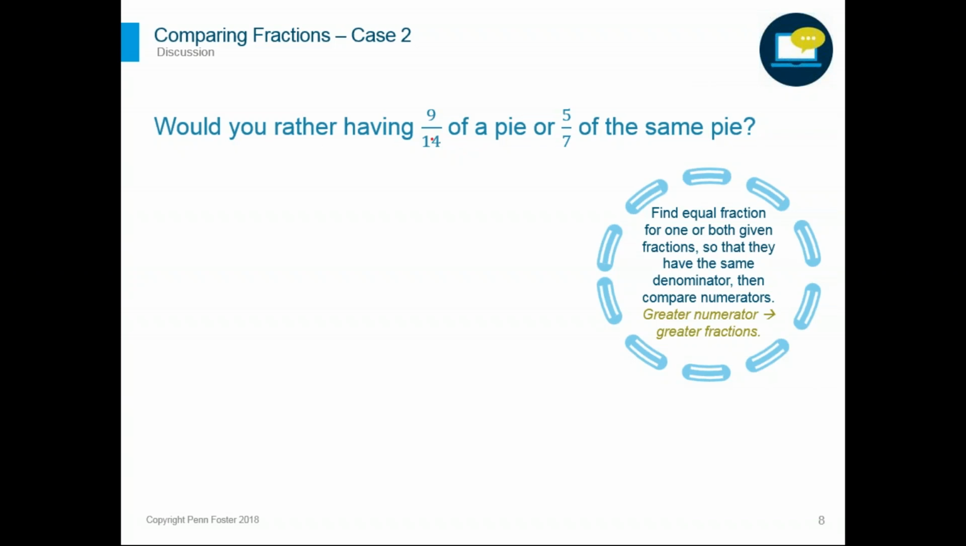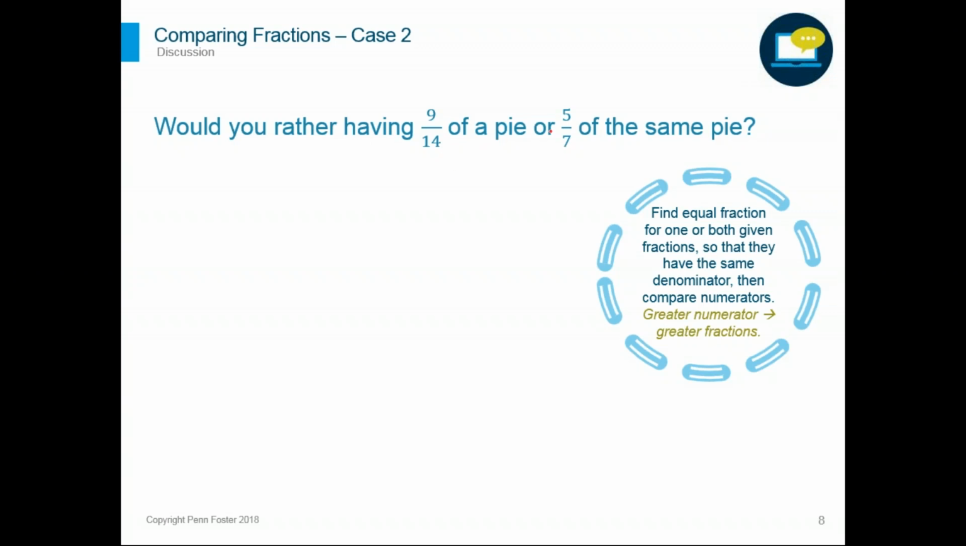Would you rather have 9 over 14 of a pie or 5 over 7 of the same pie? Using just imagination, we cannot really tell which one is bigger. So the only way to do that is to change the two fractions to equal fractions with the same denominator. Now, I know that one has a 14 and the other one has a 7. I know that 14 is a multiple of 7. 7 times a number will give me a 14.